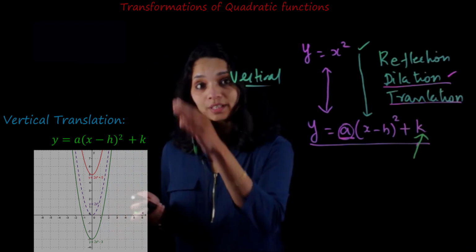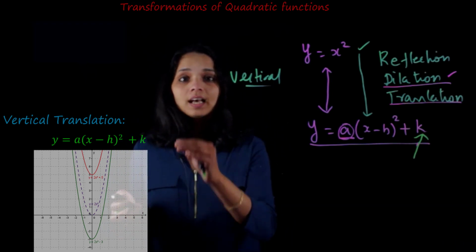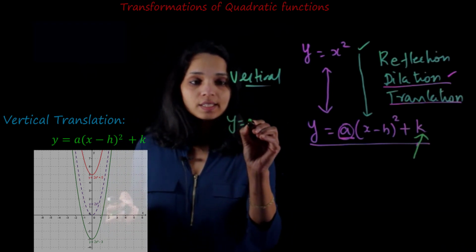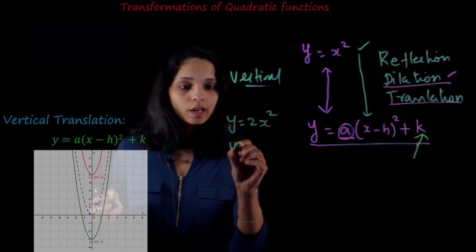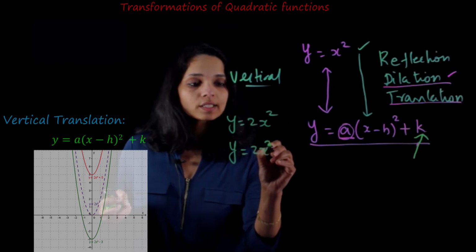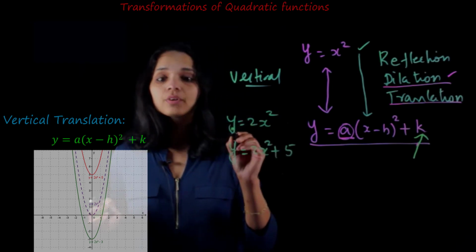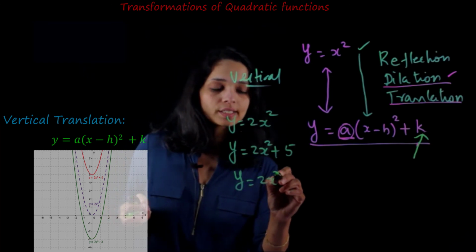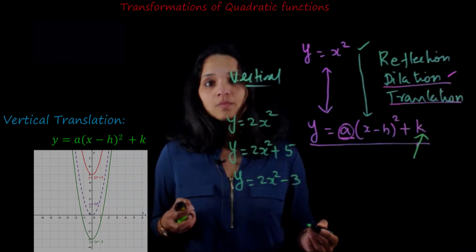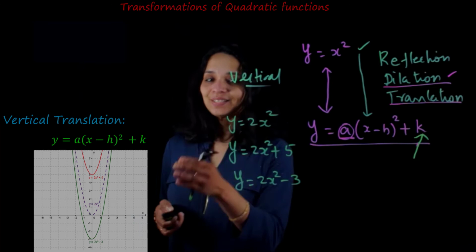Let's look at three different graphs of the functions: y equals 2x squared, which is the purple dotted one, y equals 2x squared plus 5, which is the red one, and y equals 2x squared minus 3, which is the green one. What do you see as the difference in there?